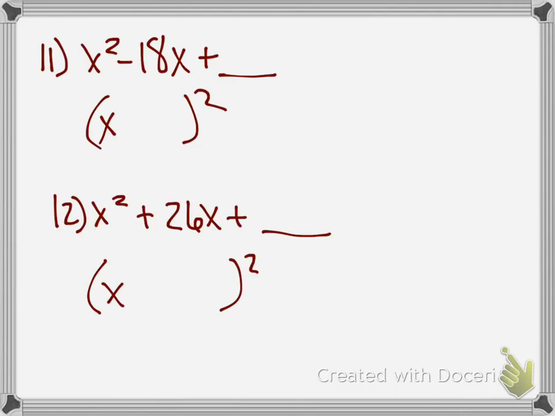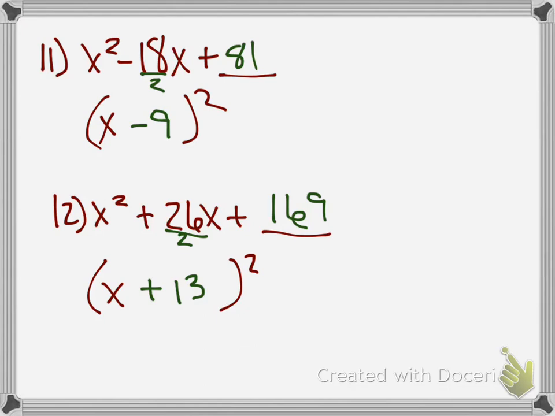Alright, so now let's look at 11 and 12. Okay, so all you got to do here is divide by 2. So if you divide by 2, you get negative 9, and then square that. 9 squared would be 81, and you're done. Here, I divide by 2, and I get 13. 13 squared is 169. So again, that's it. That completes the square and allows you to go from the trinomial down to that binomial in the parentheses. Okay, so there you go.